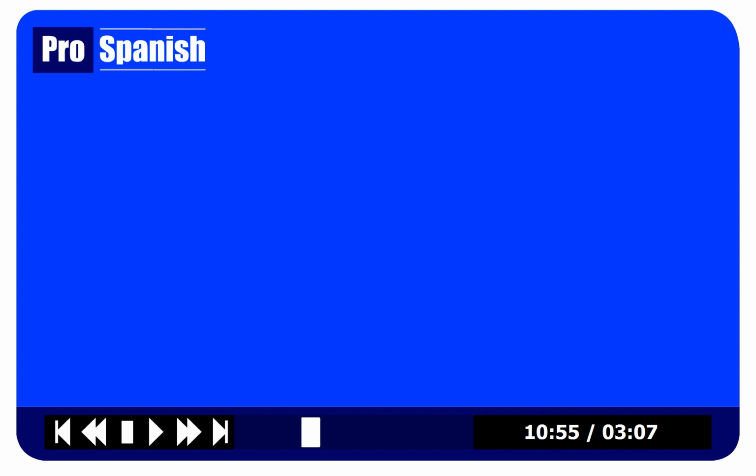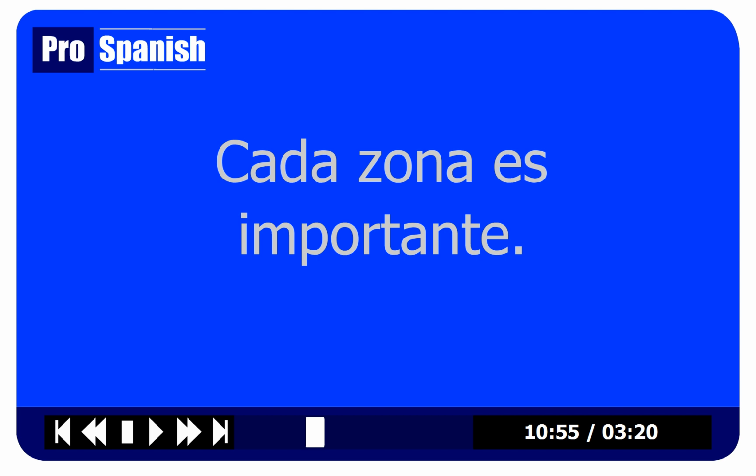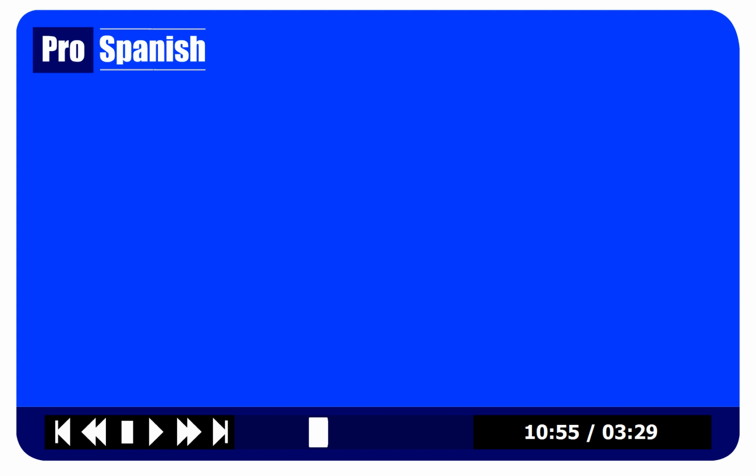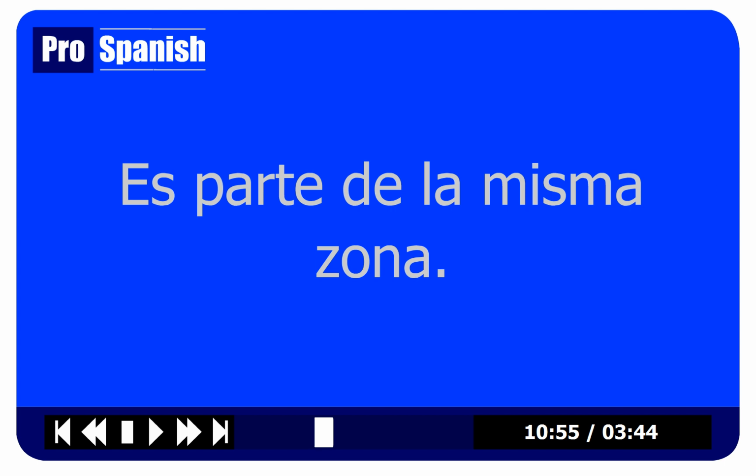How would you say each area is important? Cada zona es importante. How would you say it's part of the same area? Es parte de la misma zona.